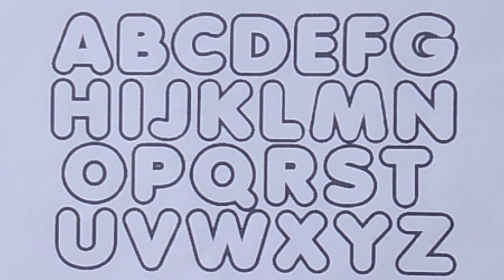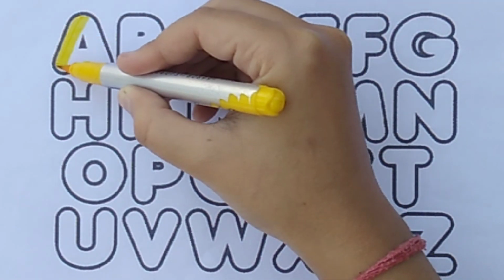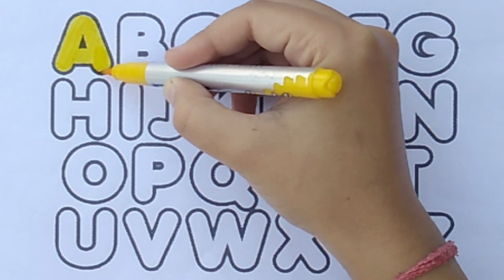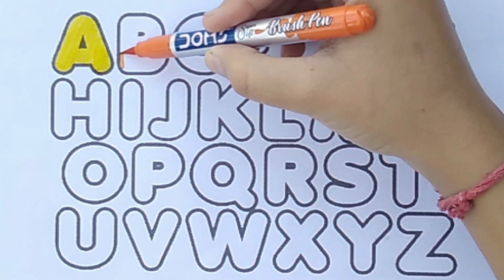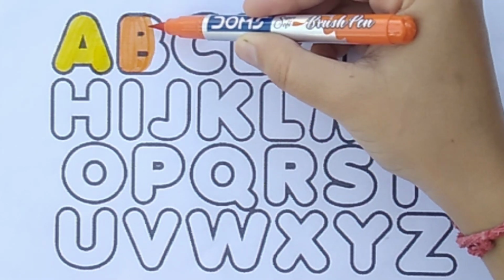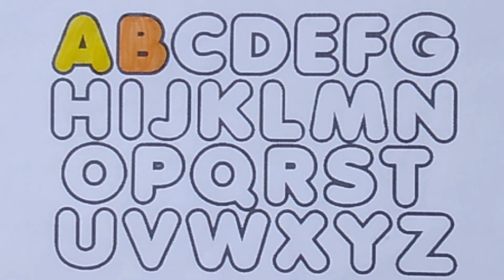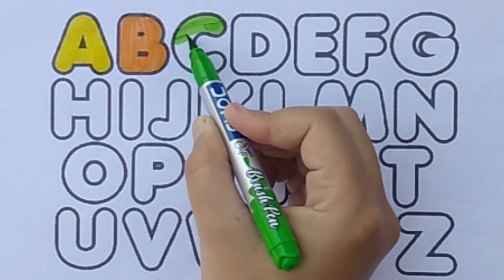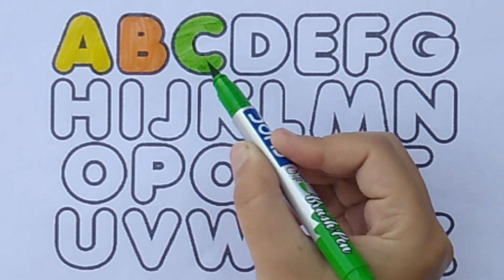Now we learn ABC. Yellow color. A for aeroplane. Orange color. B for buffalo. Light green color. C for cat.